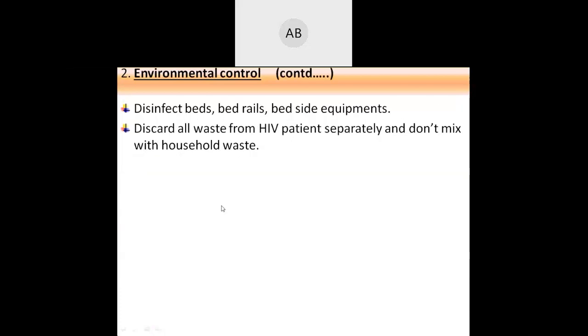Other than that, you should discard all the waste from the HIV patient or hepatitis B patient and not mix it with other household waste, whether it is the linen, a bedpan, or kidney trays. See that you are not mixing it with other patients' items. You should also be careful that blood or body fluids do not come in contact with your skin and mucous membranes, and see that you are not reusing this equipment for other patients. Use it only one time and discard it.